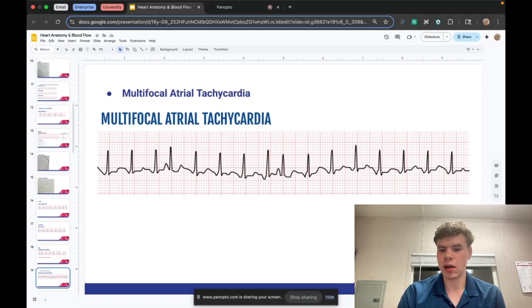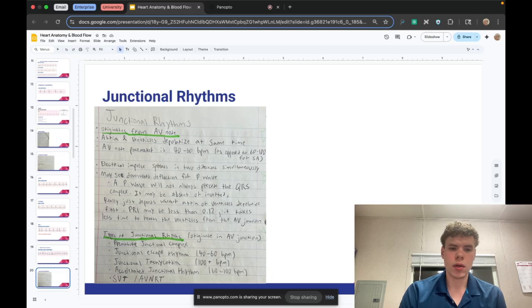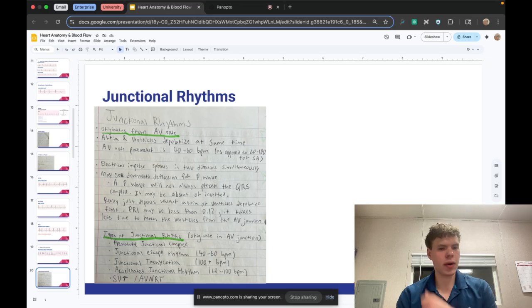Multifocal atrial tachycardia, on that. So junctional rhythms. As I mentioned earlier, most people have a sinus rhythm, which is where their heartbeat originates from their SA node, which is normal for most people. But say if the SA node stops working, the AV node will take over as the primary pacemaker, and that is known as a junctional rhythm.